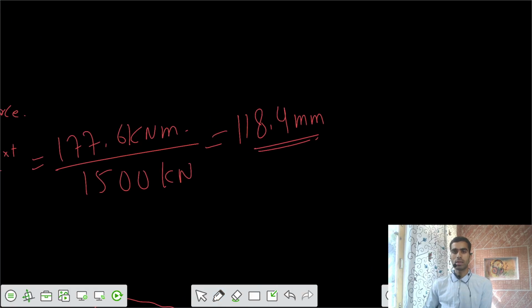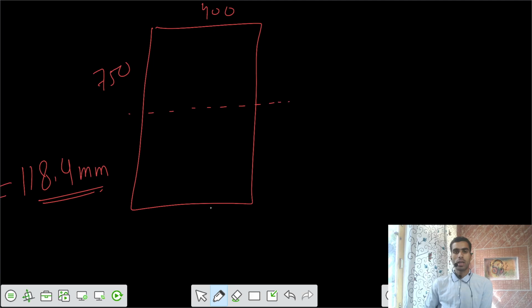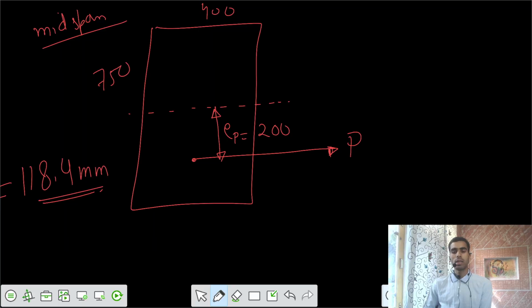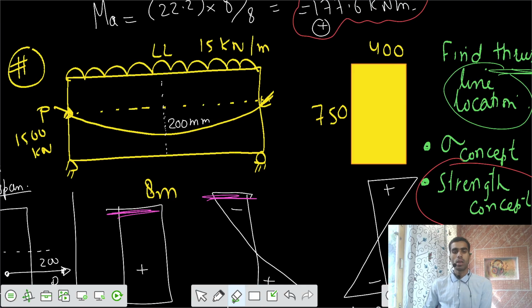So this means you had this beam section of B cross D. This is your neutral axis, and the P force was acting somewhere here. This was your location of the P force, and we call its eccentricity EP. It is for the midspan section. We are calculating for the midspan section. At the mid we had EP equals 200. From the diagram we can see your EP at the midspan was 200 millimeters.